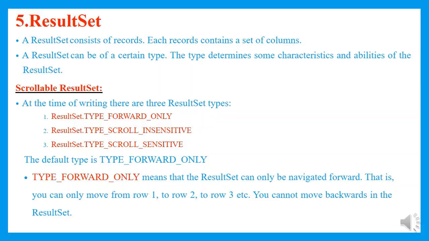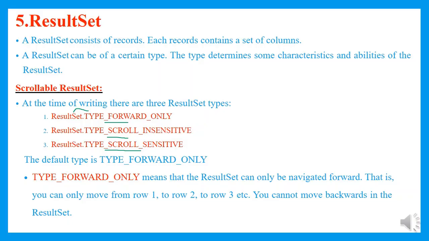The three different types of ResultSet constant variables are TYPE_FORWARD_ONLY, TYPE_SCROLL_INSENSITIVE, and TYPE_SCROLL_SENSITIVE. These are the constant fields of the ResultSet interface, passed as an argument to the createStatement method. If you do not pass any argument to the createStatement method, then it will take the default constant field, TYPE_FORWARD_ONLY.